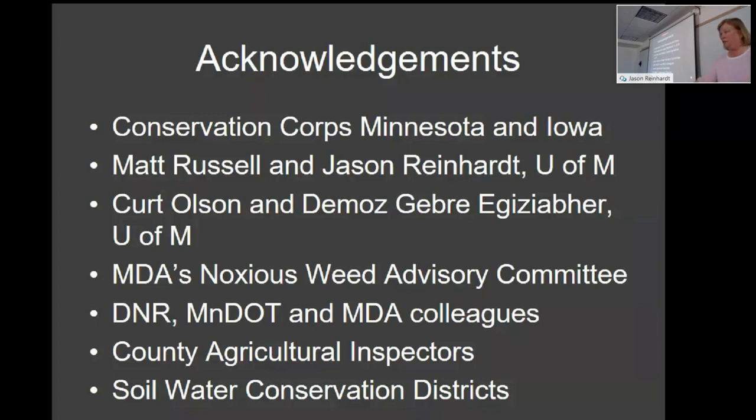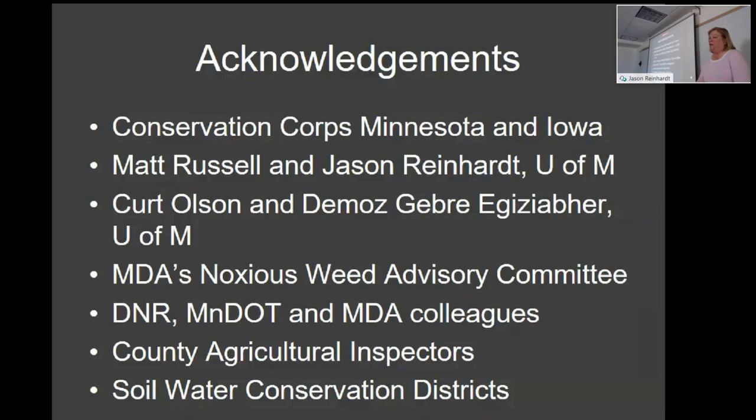Stearns County is the only county with a full-time county ag inspector, and he's terrific. I think it's a good example of what can be accomplished when somebody is able to work full-time on noxious weeds. Every other county, all of these people wear multiple hats, and they are paid, but a lot of the time the county ag inspector part of their position is just one part of an already overflowing plate of responsibilities. And so it's hard for them to devote the kind of time that they want to.